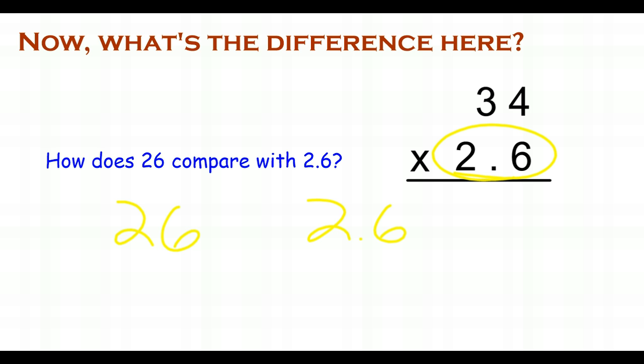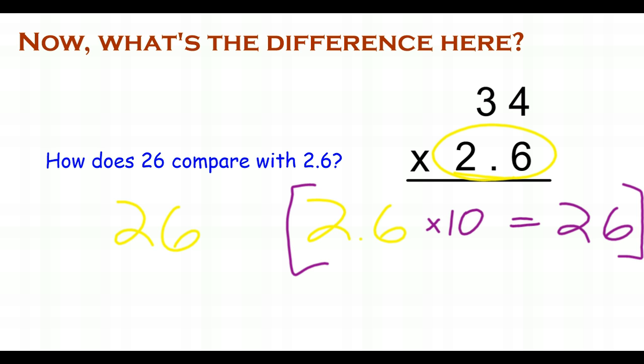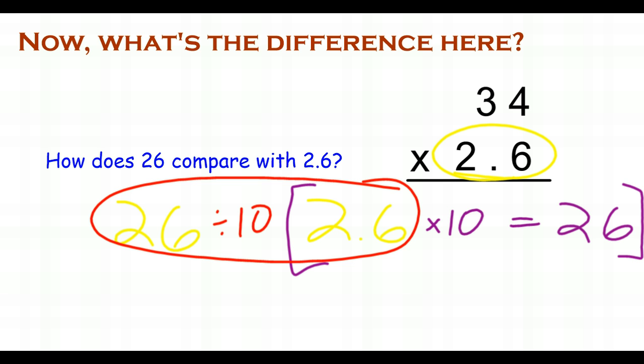Well, if we start with the 2 and 6 tenths, and we want to make our way to 26, I'll rewrite the 26 over here on the right-hand side. If we start with the 2 and 6 tenths, and we have the decimal point there, and we have the same digits, we just need a different place value. So if we multiply 2 and 6 tenths by 10, we end up with 26. And in that case, we can see how 2 and 6 tenths and 26 are related. But I want to look at the other direction. If 2 and 6 tenths times 10 is 26, that means that 26 divided by 10 is 2 and 6 tenths.